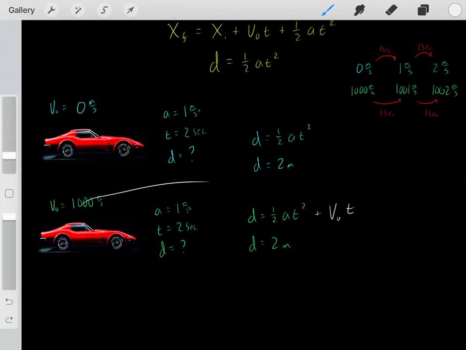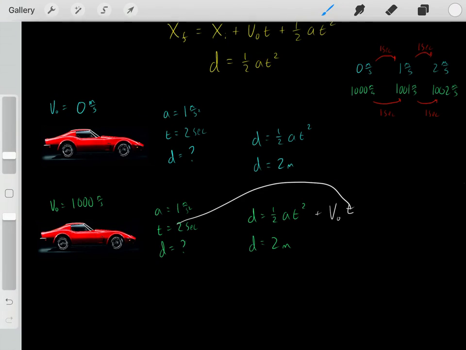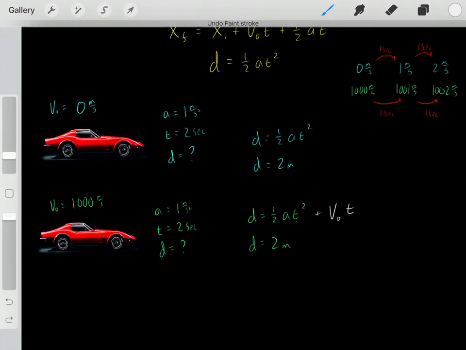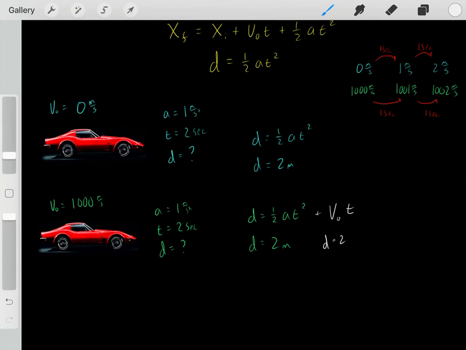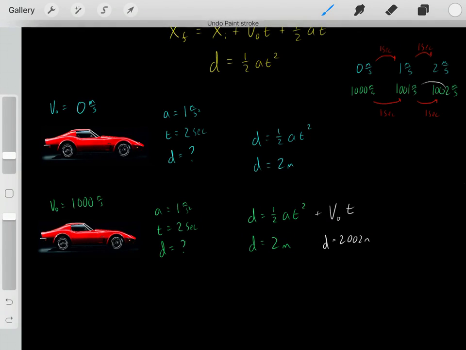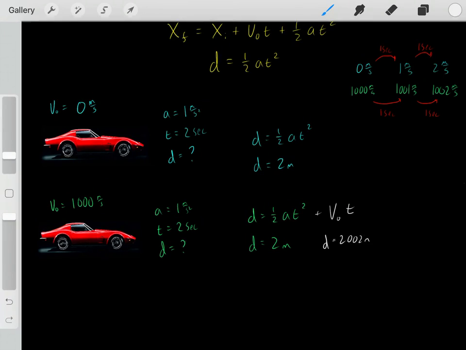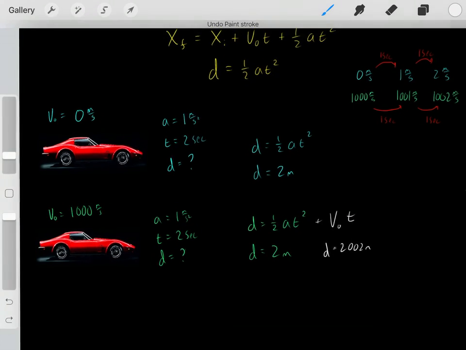So again, we see that initial velocity matters. If we were to plug in all these terms, this acceleration, this time, which gets squared here, then this velocity, and then again this time, which in this situation doesn't get squared, we would get a distance of roughly 2,002 meters, which makes sense. We were traveling on average about 1,000 meters per second for 2 seconds. So this is the real answer, and this is the real equation.